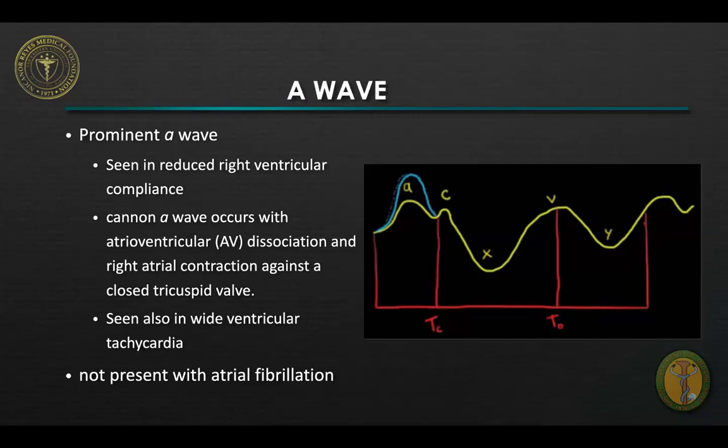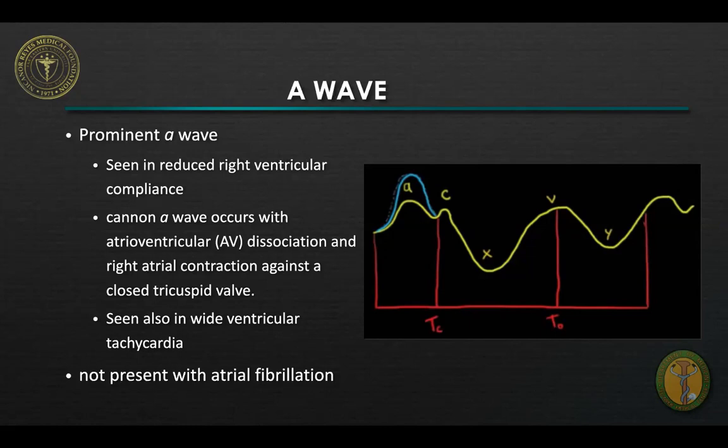The A wave reflects right atrial pre-systolic contraction, and it occurs just after the electrocardiographic P wave, preceding the first heart sound. A prominent A wave is seen in patients with reduced right ventricular compliance. A cannon A wave may occur with atrioventricular dissociation and right atrial contraction against a closed tricuspid valve.